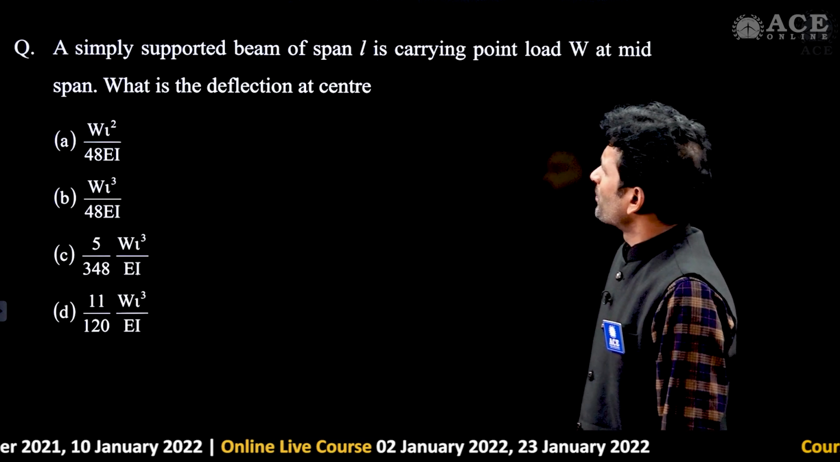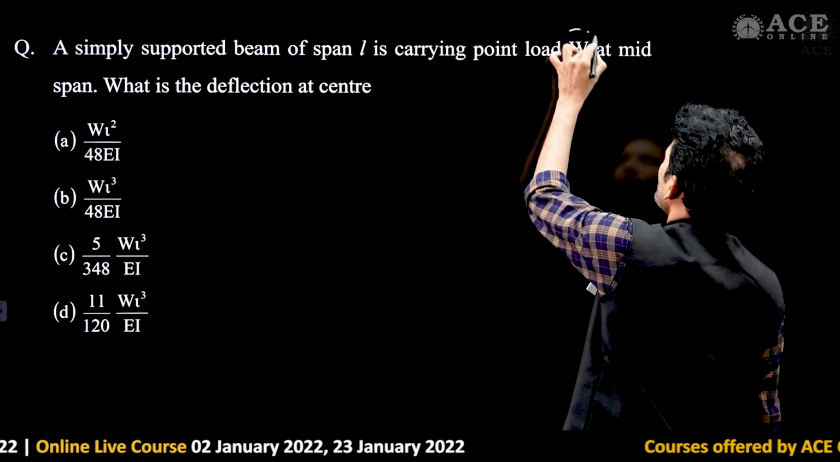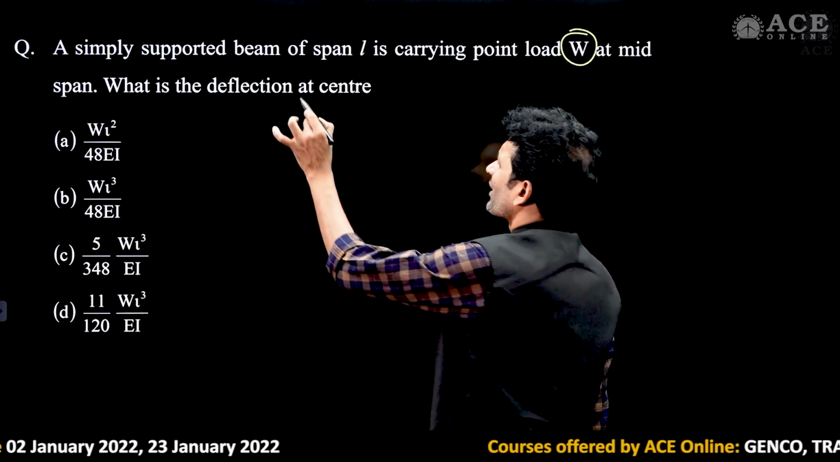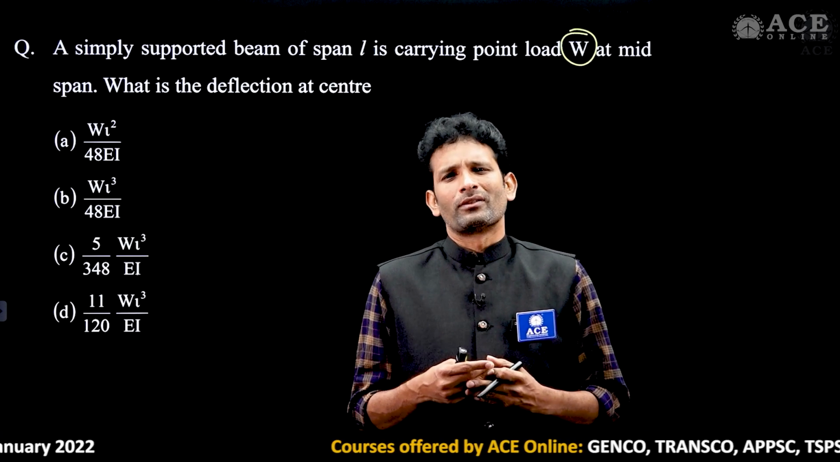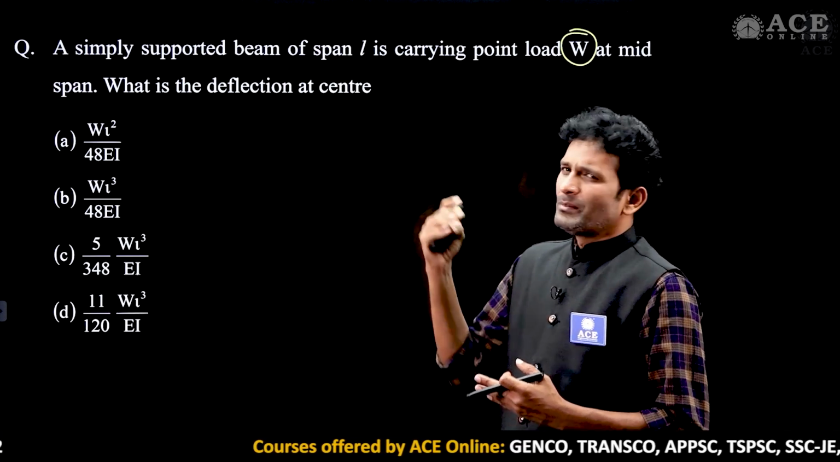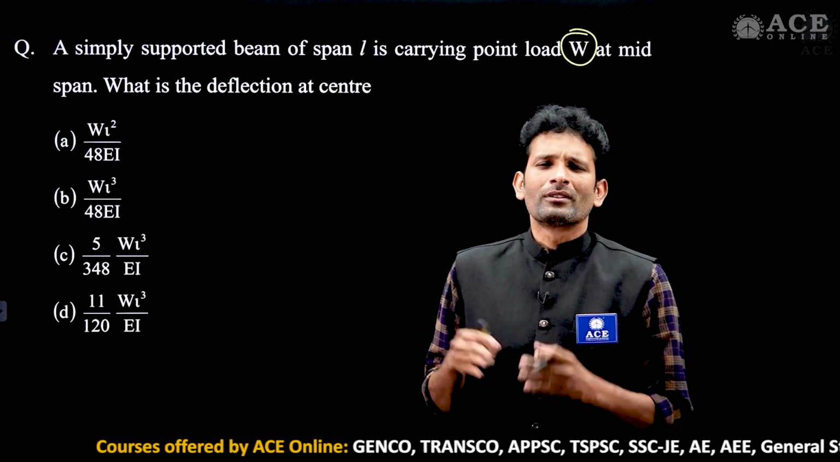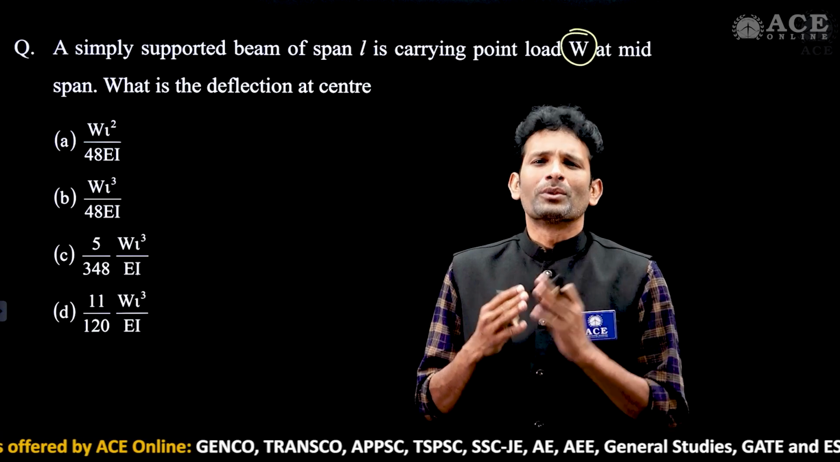Now see the question. A simply supported beam of span L is carrying a point load W at its mid-span. What is the deflection at the center? Now this question is related to slopes and deflection. The given beam is a simply supported beam and the load on the beam is a point load. That point load is applied at the center. This is a standard question.